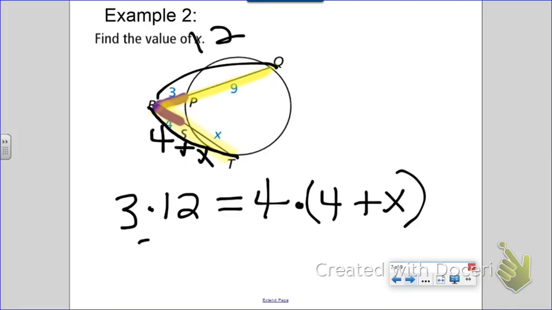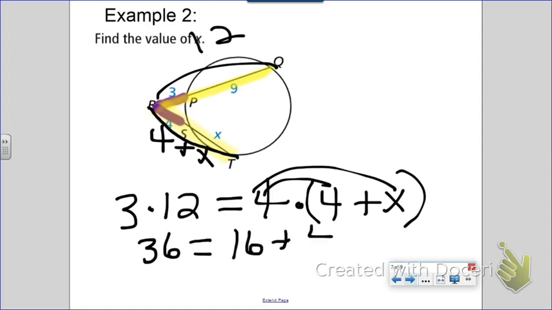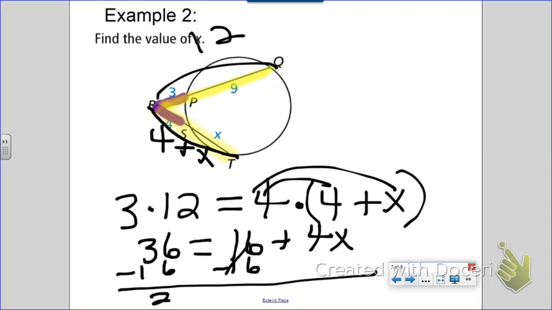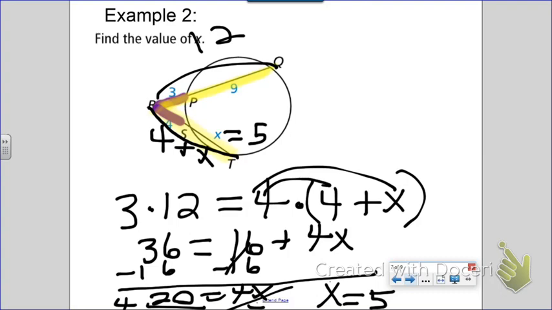Three times 12 is 36. Distribute the 4 inside of the parentheses, 16 plus 4x. Subtract 16 from both sides. 20 equals 4x. Divide both sides by 4. x equals 5. If x equals 5, we have solved for the missing segment piece of our chord.